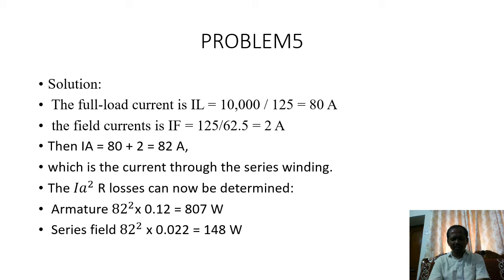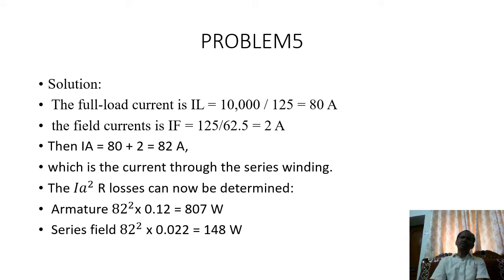So armature current Ia is equal to Isc, since the armature winding is in series with the series field winding. The current in the armature winding and the current in the series field winding are both the same. You calculated the armature current Ia as 82 amperes, same as in the series field winding. That is Isc is equal to 82 amperes. Therefore, you can calculate now.